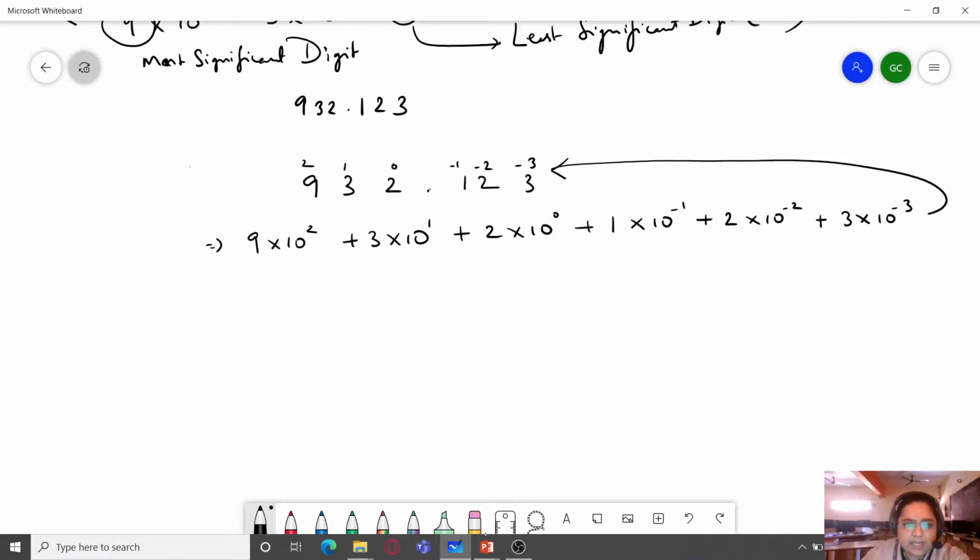So you can see that before the decimal point, the place values, the individual weights for each of the digits start from 0, and after the decimal point the weight starts from minus 1 onwards. Okay, so this is how digital numbers, decimal numbers are represented.